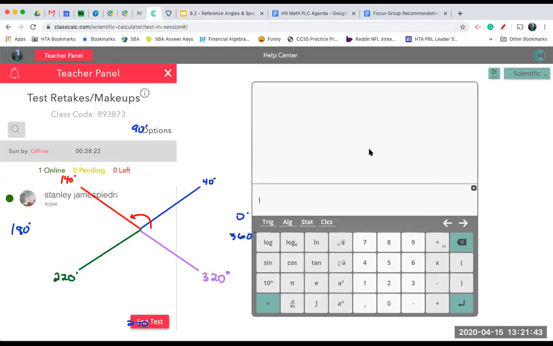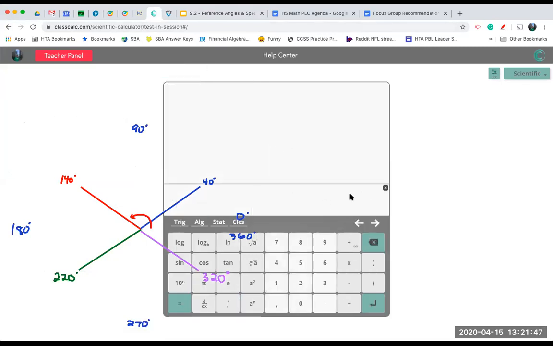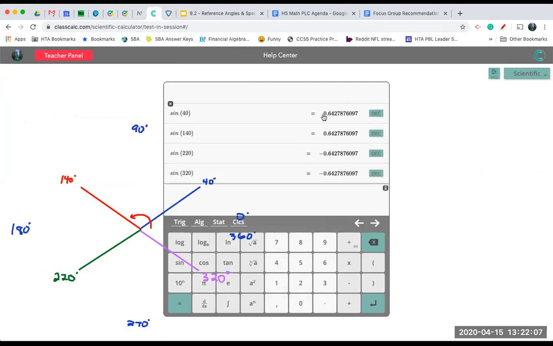So in Class Calc, we've got sine of 40. We've also got sine of 140. We've got sine of 220. And we've got sine of 320. Look at all those answers. They are the exact same answers except sine of 220 and sine of 320 are negative, but they're the exact same decimal digits. That's not a coincidence.